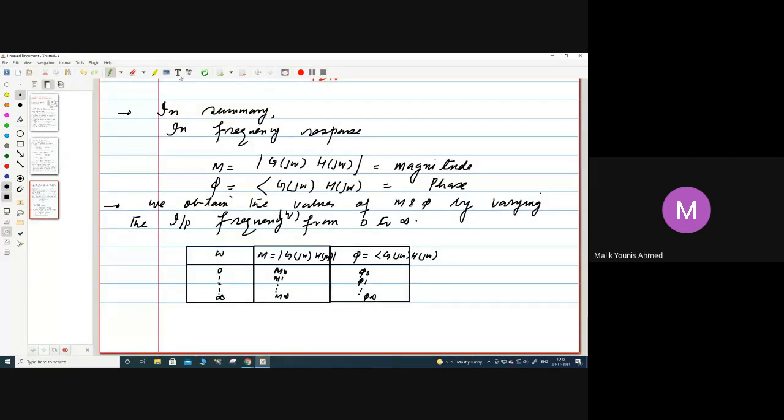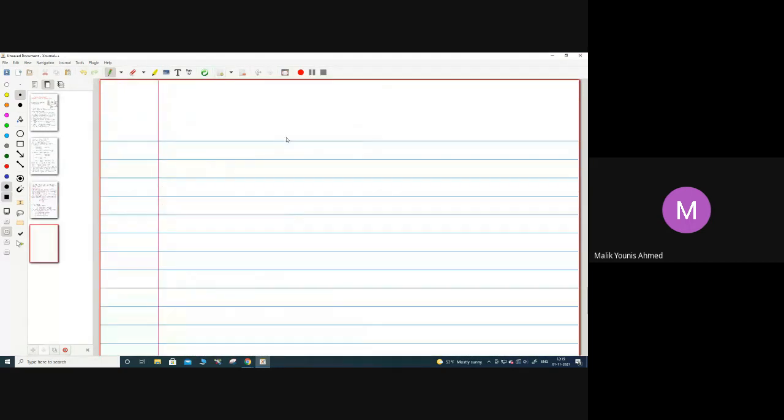Okay, let's move. A very important thing I have to discuss before taking any numericals. You should always remember that this is the beginning of how we draw a Nyquist plot. The polar plot is a part of it, so that's why the polar plot is very important for us.